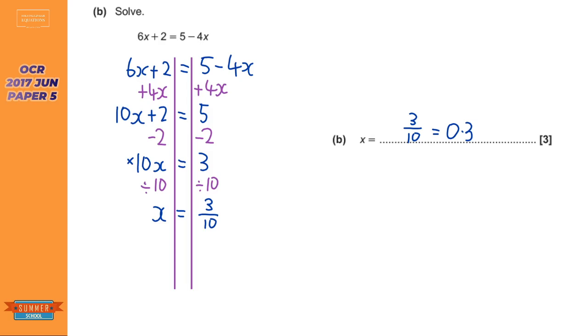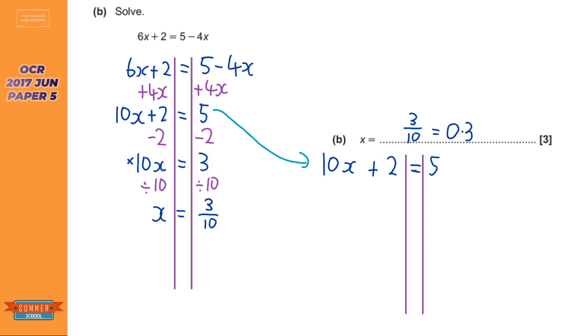Now, I'm going to show you a stage of this, and I'm going to show you a different way. I wouldn't advise this way, but we've got 10x plus 2 equals 5. And so we're just going to set this up again. Now, I said that I would always deal with the plus 2 first, but let's not. Let's deal with the times 10 at this stage. So we're going to divide both sides by 10. Okay, and then see what happens.